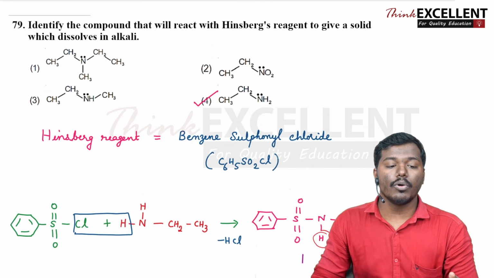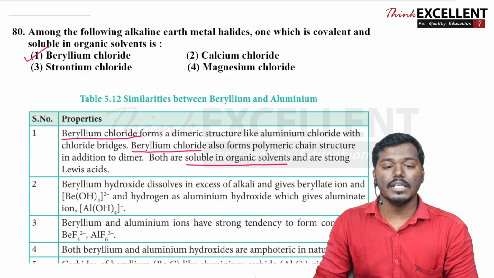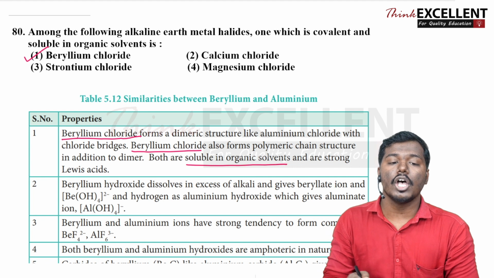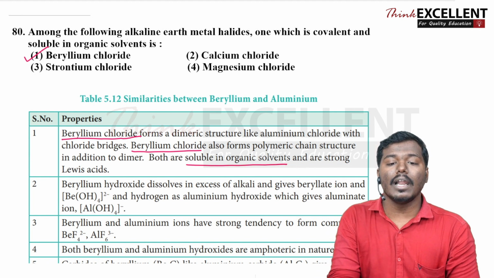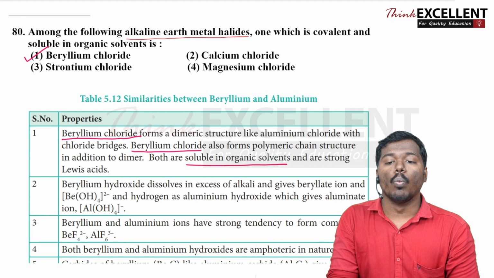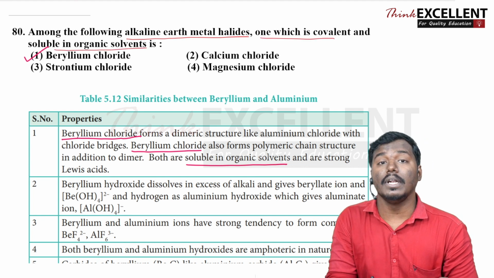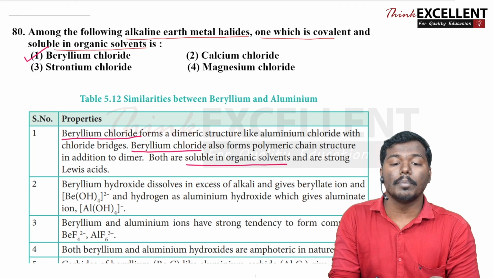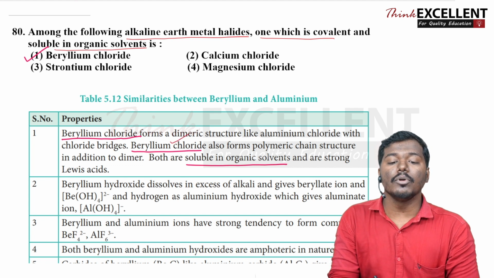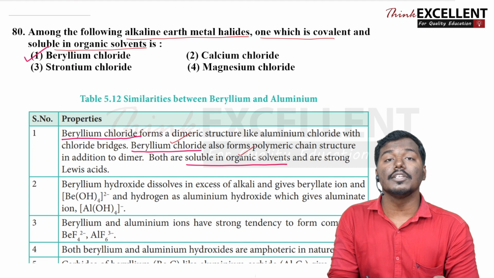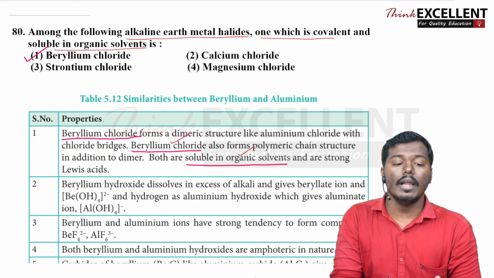Okay, so next we are going to question number 80. We can see that it is asked based on the alkali and alkaline earth metals. Among the following alkaline earth metal halides, one which is covalent and soluble in organic solvents அப்படினு கேட்டிருக்காங்க. So நாம beryllium chloride படிச்சிருக்கோம். அதுல பாருங்க, beryllium chloride is soluble in organic solvents. So the answer is beryllium chloride.